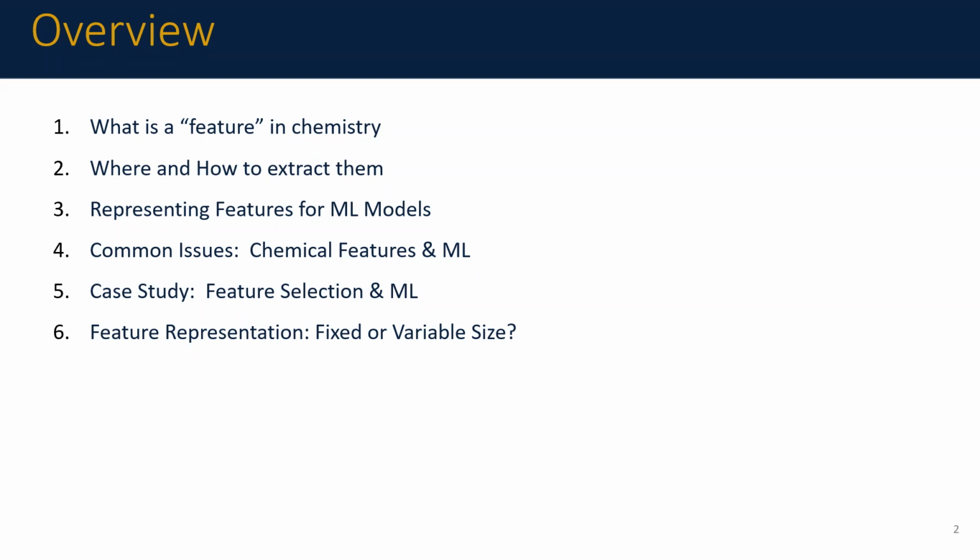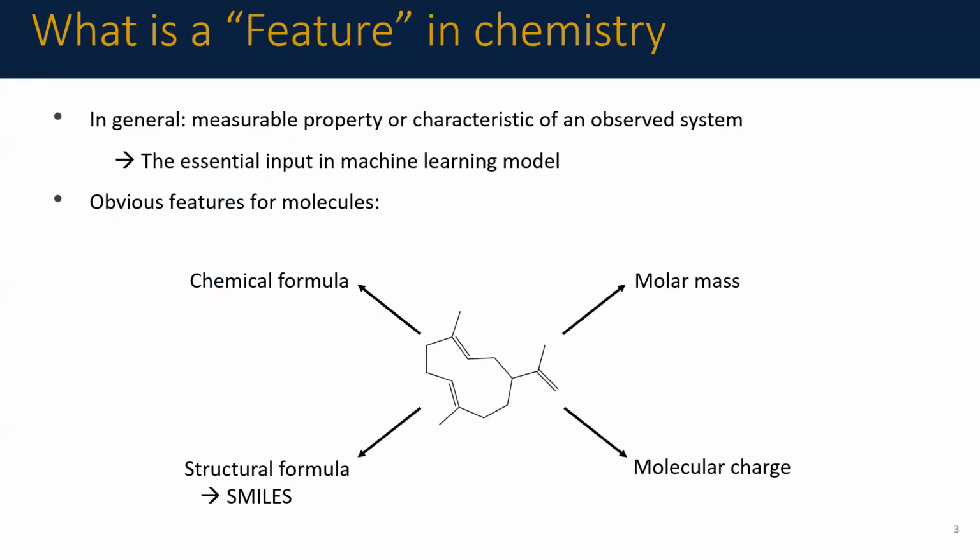I want to start with what is a feature in chemistry at all, then a little bit more about how to extract them. Then we're going more into the machine learning field and the representation of features. And then we'll go into common issues, a little bit about a case study, and then what size means in features. So first of all, what is a feature?